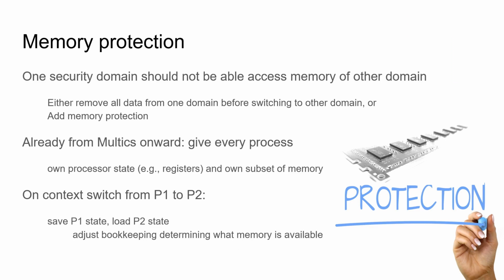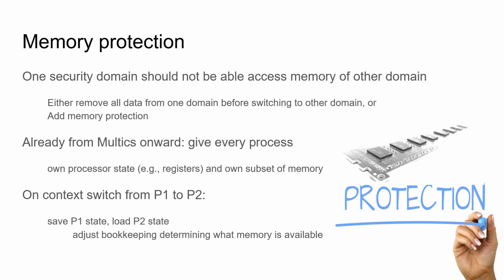We've talked about authentication. We've talked about access control via access control lists and capabilities. There's one other really important primitive that we have to talk about, and that's memory protection. So we want to prevent one security domain from accessing the memory of another domain if it's not privileged, if it's not allowed to do so. The simplest thing is to never have any data from one particular security domain in memory at all before we switch to another domain, which of course would perhaps be secure, but it would be very inefficient. Or we have to add memory protection.